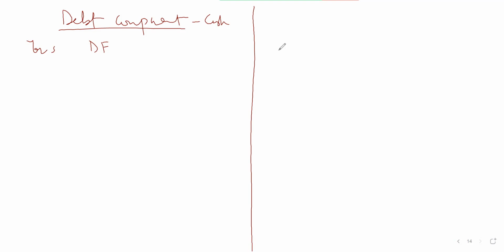10%. So the discount factor will be 10%. Then we have the cash flow. Then we have the present value. So the years will be what? The instrument will last for how many years? 4 years. Is it 4 years? Yes, 4 years.